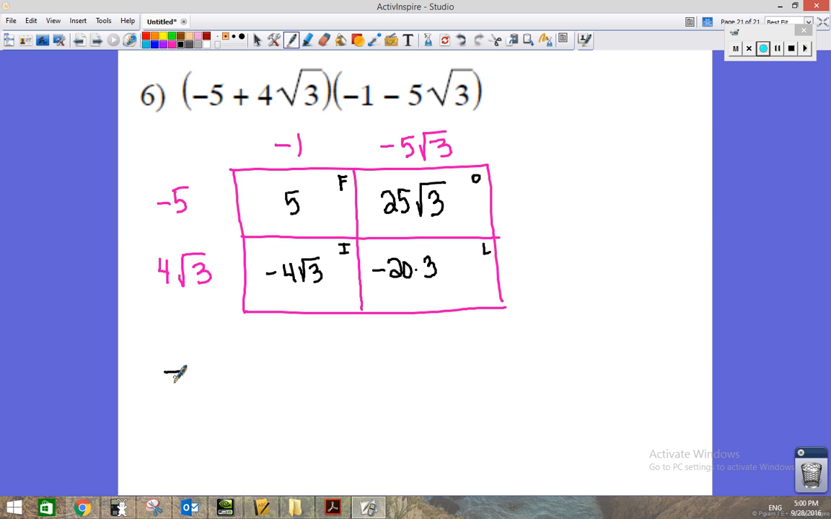All right. So now I'm ready to add these entries up for my final answer. I know along this diagonal, those are like terms. I have negative 60 plus 5. Isn't that a negative 55? And along the other diagonal, these are also like terms. I'm trying to change to a highlighter and it won't let me. I have 25 radical 3's, take away 4 radical 3's, and it leaves me with 21 radical 3's.